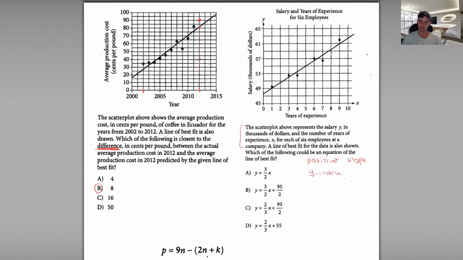Y-intercept. Okay, the y-intercept happens when x is 0, in this case when the years of experience are 0. And that's around 46. Okay, so this is wrong. This is wrong, it's not 55, and this is wrong, it's not 0. So now we only have between B and C to see which one is the right answer.